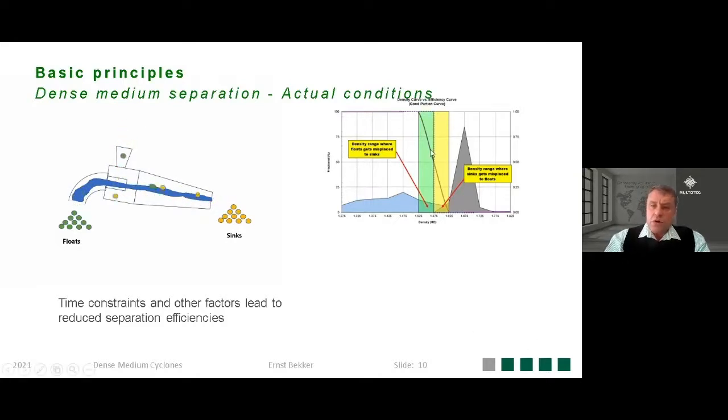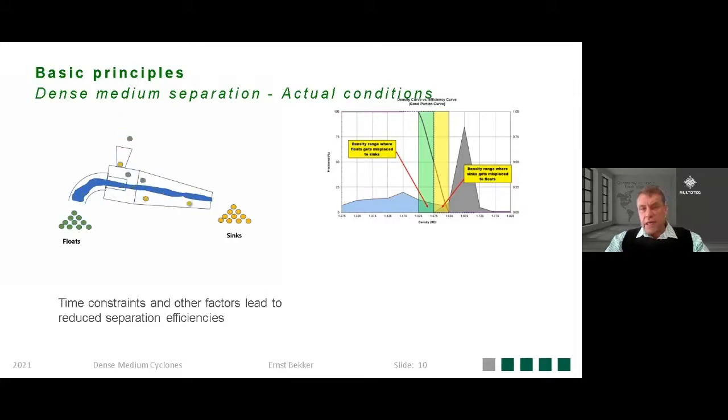In the graph on the top right, you'll see that the dotted line was the perfect separation. But now this curve has obtained a slope. The slope pivots around the 50% point. That is the cut density that we refer to in dense media separation, and that is the particle density that has a 50% chance of reporting either to the floats or to the sink fraction.